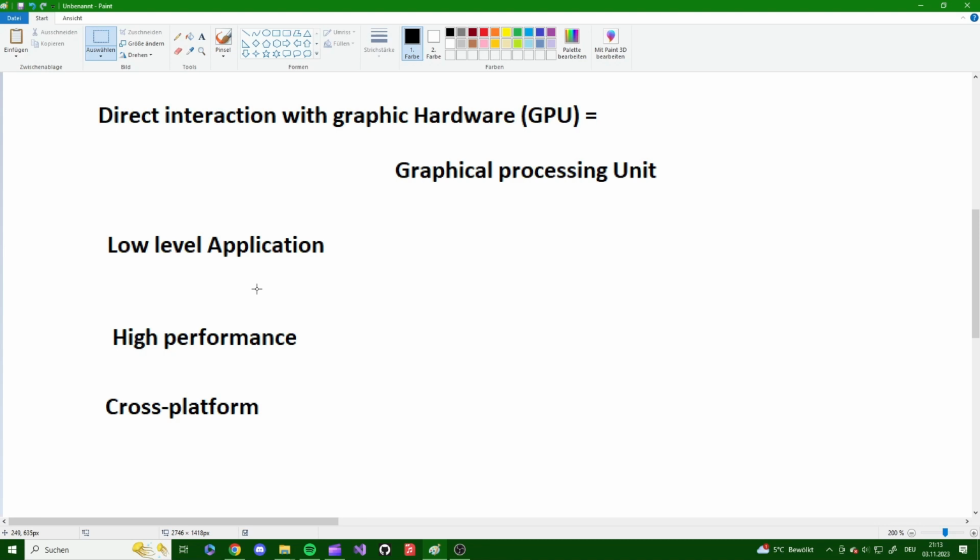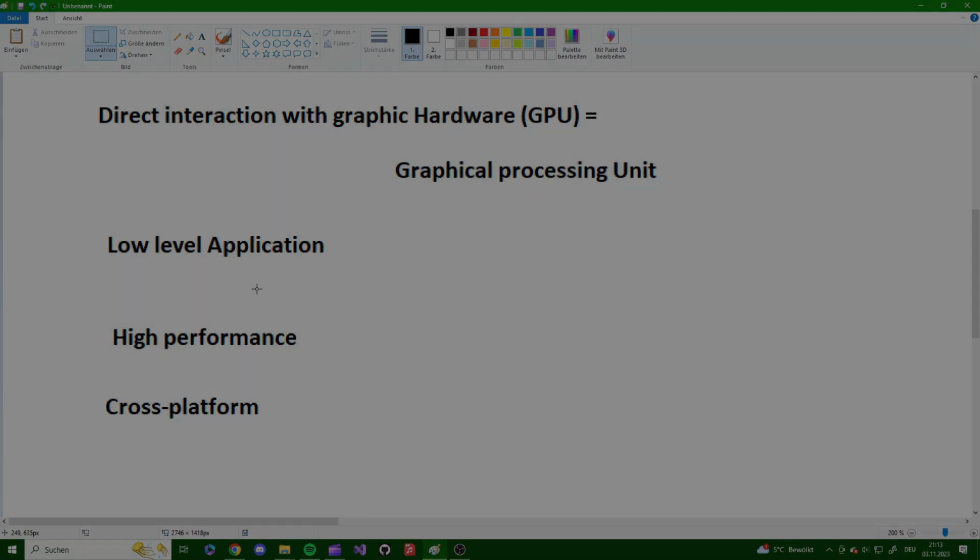And then it is cross-platform. That means it is made for basically Android, Windows, or for example Linux, and you can run this program or this application everywhere you want, and you don't have to make another game or whatever you make to run on other operating systems.